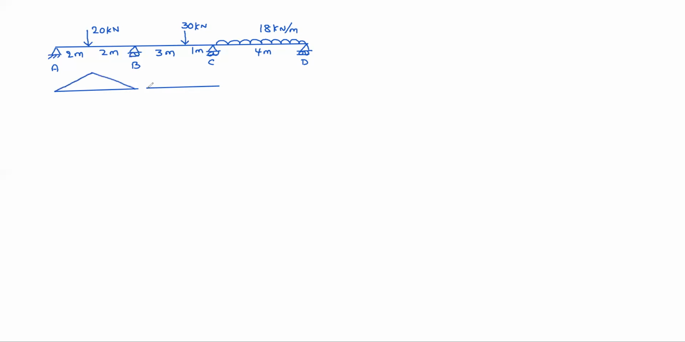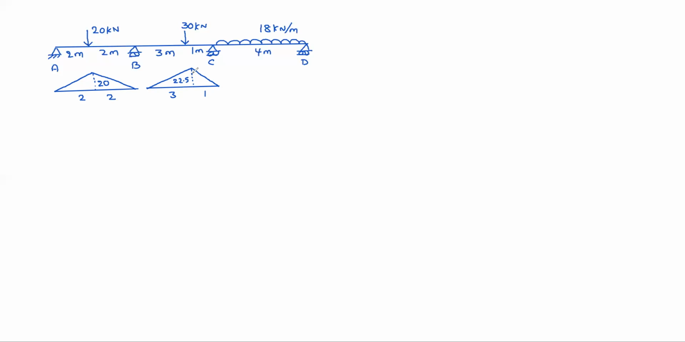Like this, and for this span, it is like this. 2 PL by 4, that means 20. Here PAB by L, that means 30 into 3 into 1 by 4, 90 by 4, that is 22.5. So first, AB and BC spans you can take at once.